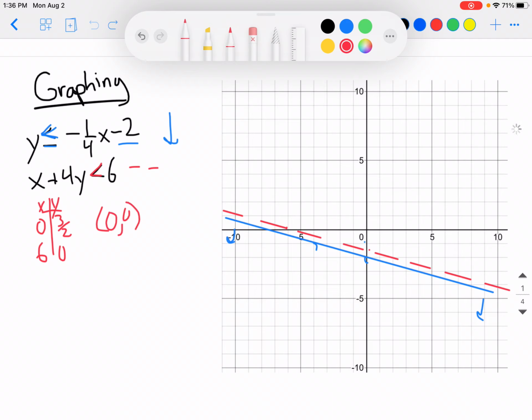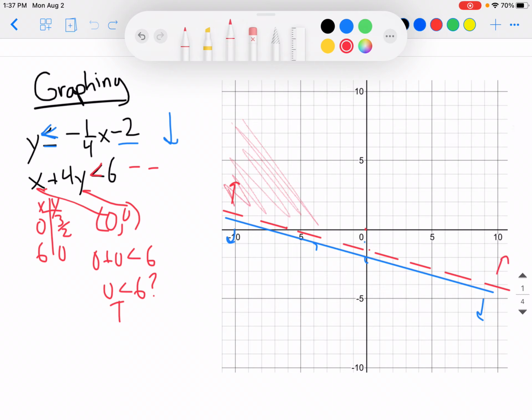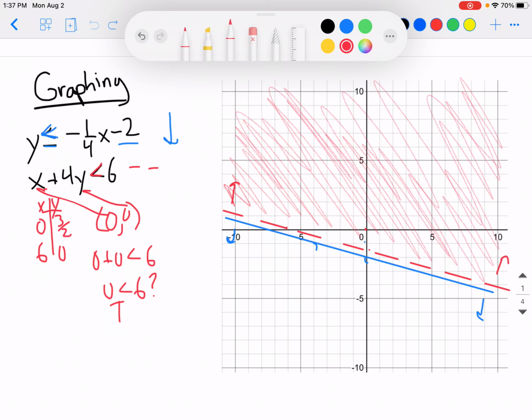We'll test 0, 0. And we use 0, 0 because it makes the arithmetic easy. We'll have 0 plus 0 is less than 6. 0 less than 6. And now this is a question we're asking ourselves. And the answer is yes, that is a true statement. So since 0, 0 was a true statement, any other point on that side of the line is also true. And what we have here are two graphs that are going to be shaded like this.